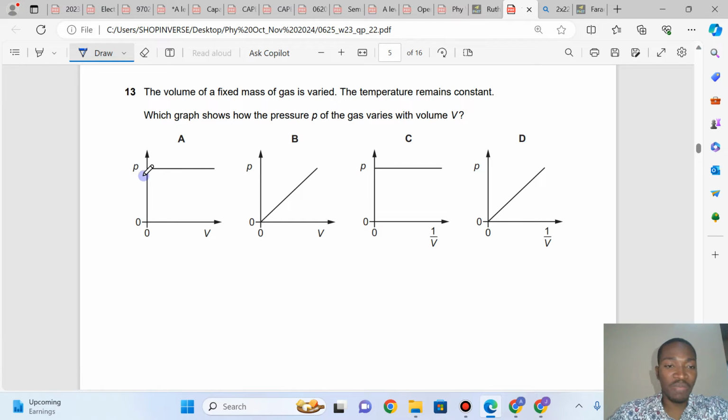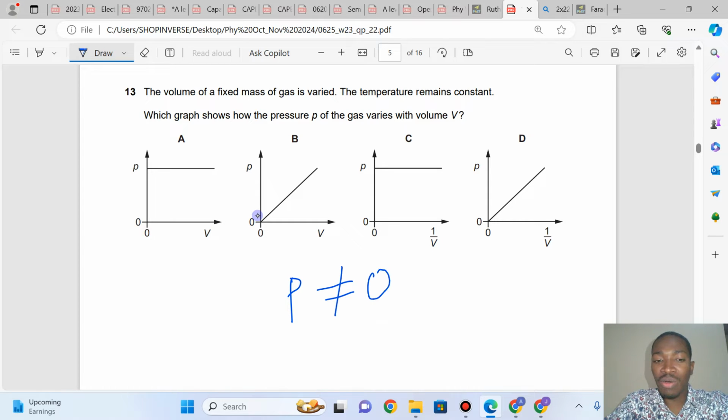If we use this graph, it means pressure does not vary with volume. If you use this graph, it means as pressure increases, volume increases. And that simply means if we compress a gas completely, such that the volume becomes zero, the pressure will be zero. That's what this one tells us. But it's not possible. Pressure of a gas can never be equal to zero.